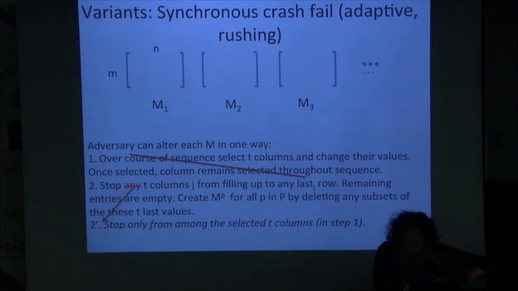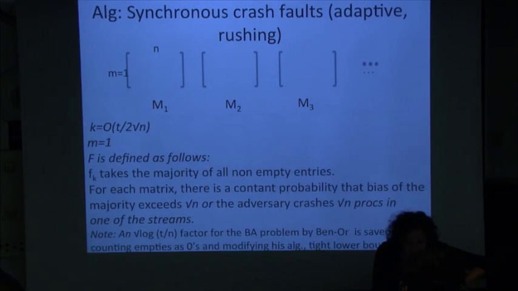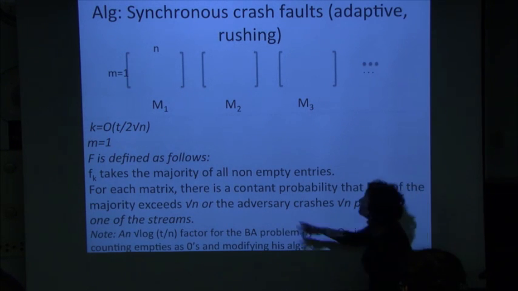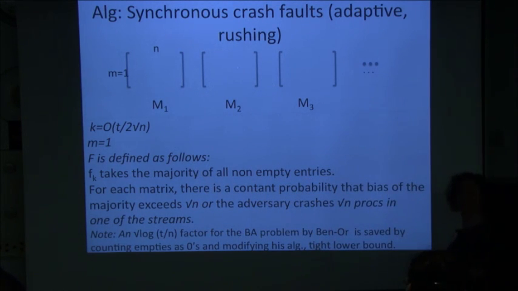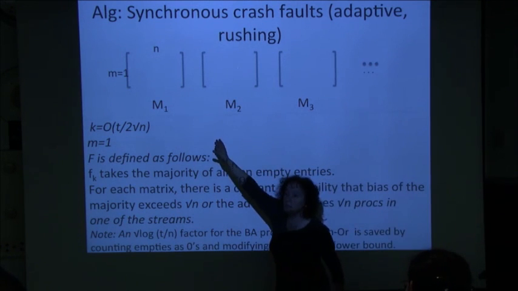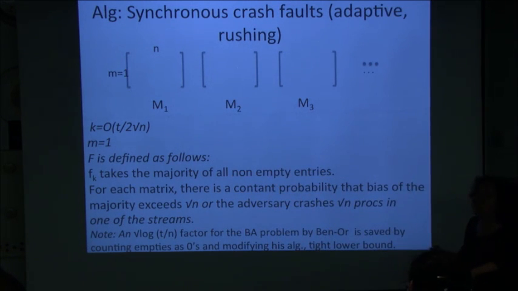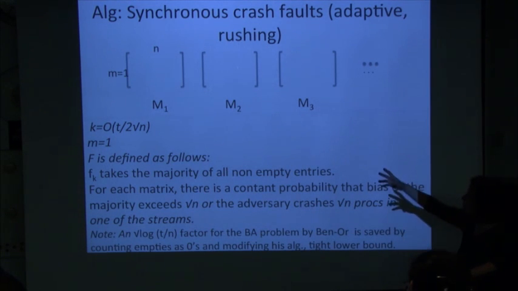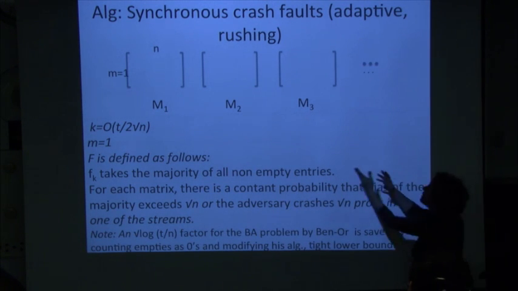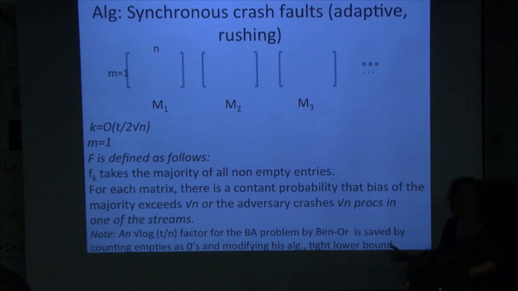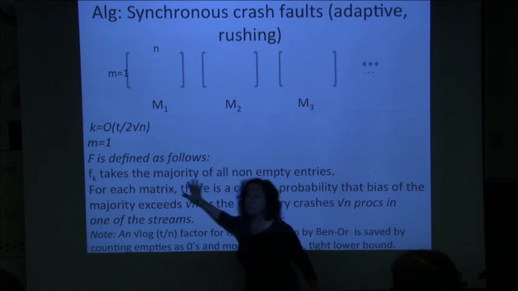Okay, so in that particular case, it's not hard to see that there's a T over 2 square root M, something like this, algorithm where M equals 1. And that would feed into Ben-Or's original algorithm. Either the adversary crashes square root N guys, in which case he affects things with a constant probability, or he doesn't. If he doesn't crash square root n, then you're likely to come to agreement. So he can only crash square root n times, so this gives a sort of square root n bound. Yeah. Oh, sorry, F would be the majority. F takes the majority. Okay.